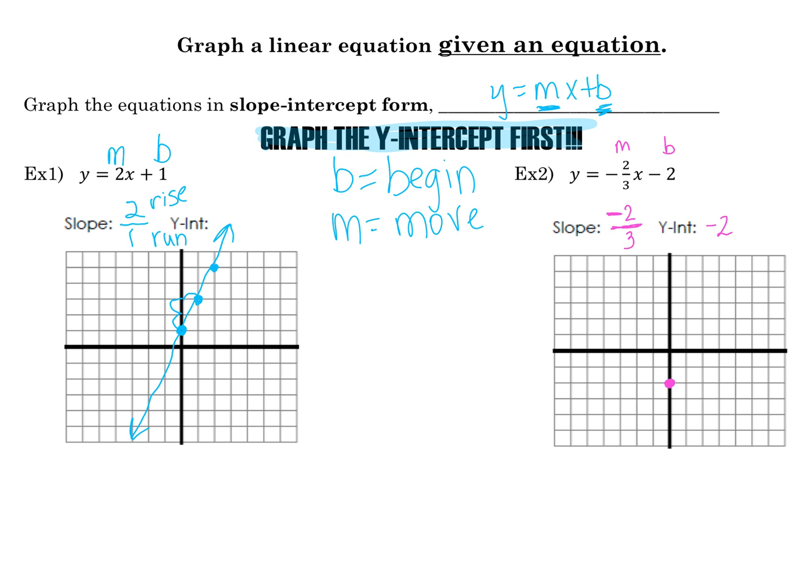So from this y-intercept, now I'm going to rise -2, which means I'm going to go down, and then +3. 1, 2, 3, and that's where I'm going to put my next point. Okay, so I'm going to go ahead and try and draw my line.